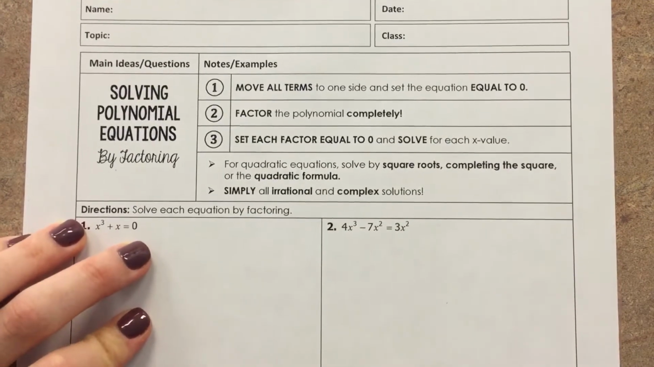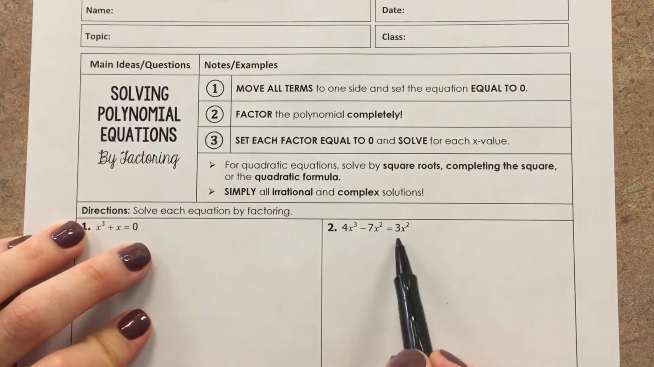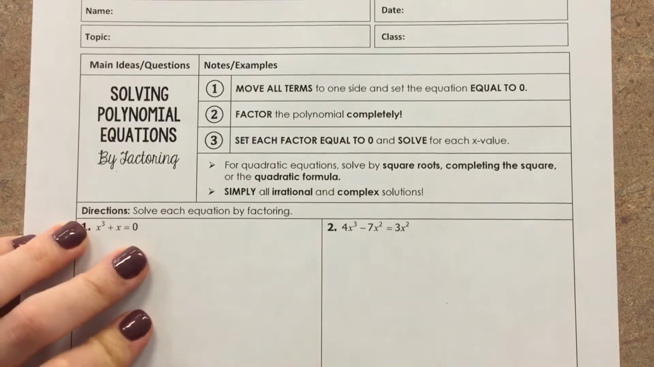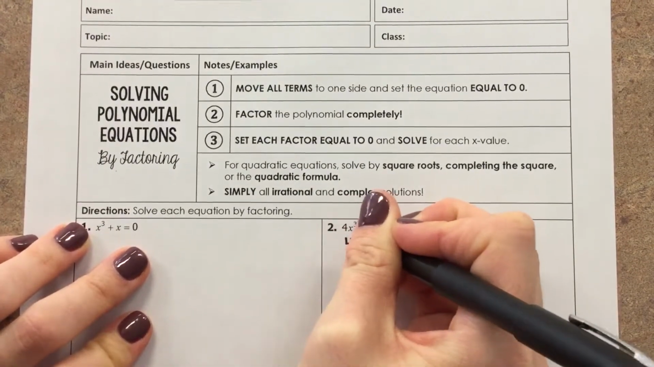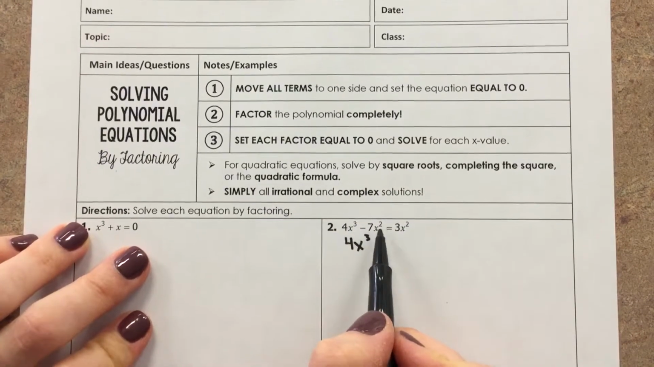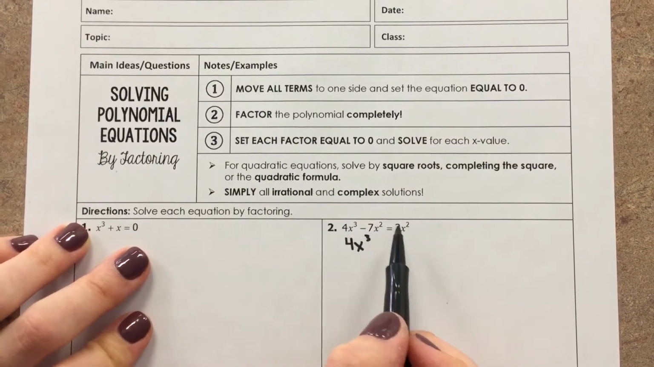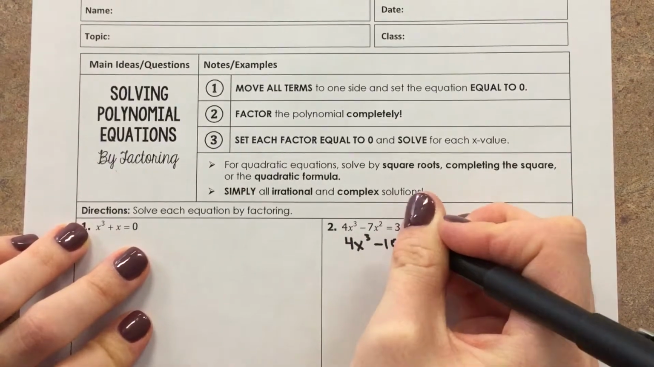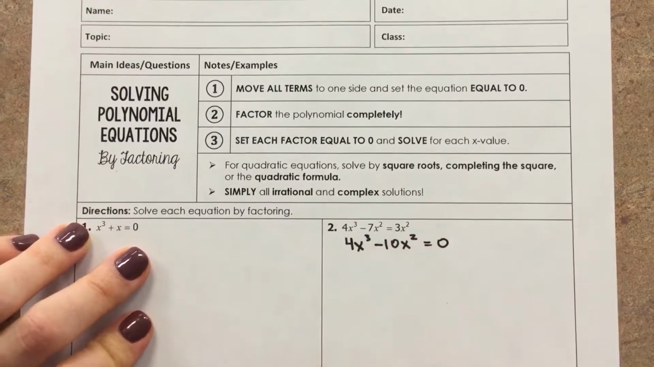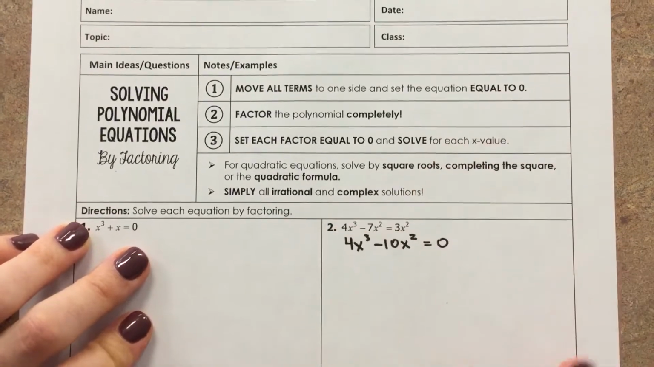So if we start with that with number 2, we're going to subtract the 3x squared from the right over to the left. So when I subtract 3x squared, this will still be a 4x cubed. And then since this is an x squared, I'll combine like terms. So when I subtract a 3x squared, I end up with a negative 10x squared. And that means nothing's on the right-hand side. So I've got it set equal to 0.